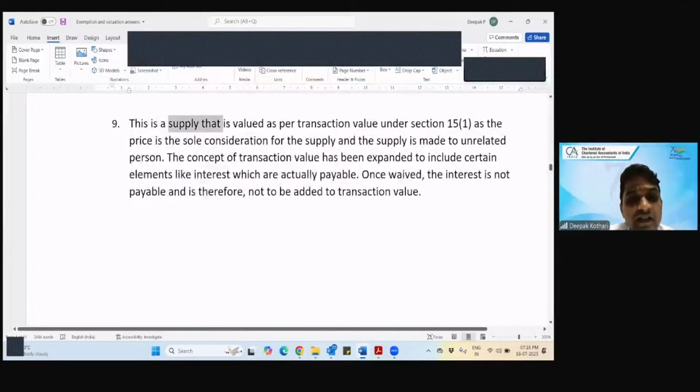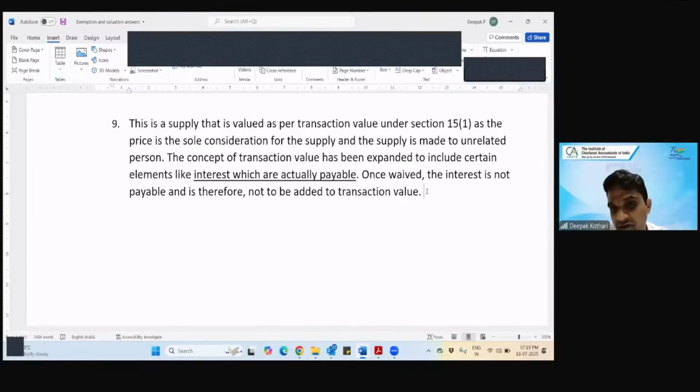Ninth one. This is a supply that is valued as per the transaction value under Section 15. As price is the sole consideration of the supply and the supply is made to an unrelated person, the concept of transaction value has been expanded to include certain elements like interest, but only that interest which is actually payable. Once waived, the interest is not payable and therefore it is not to be added to the transaction value. It should not be added if it is waived off.